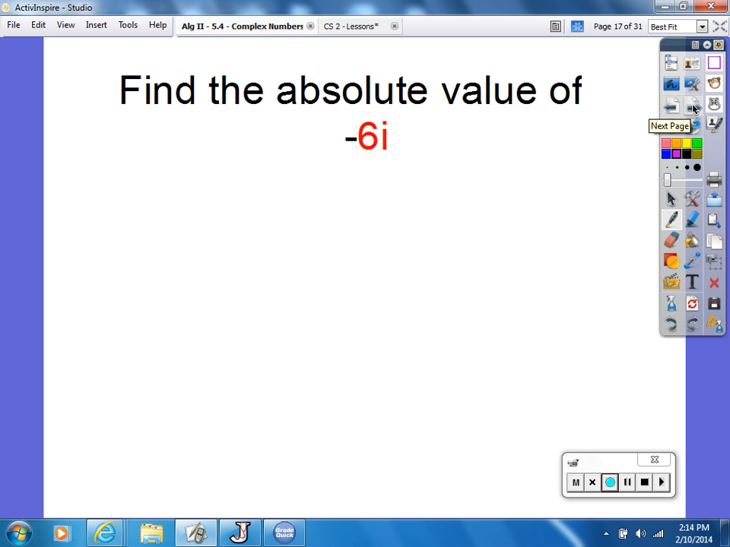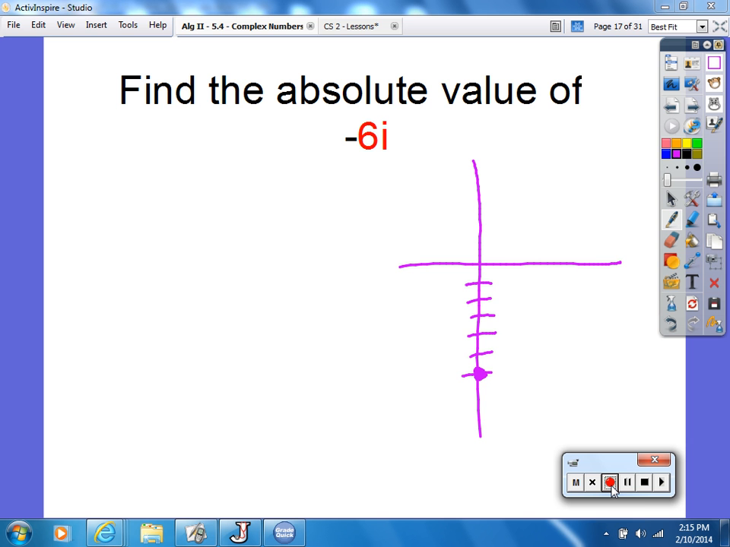On the same graph that you have there, graph this one, find the absolute value. So here I've graphed negative 6i. Raise your hand if you have that. Okay. So I'm looking for the absolute value now, right? Valerie, what's the absolute value again? Distance from 0. Let me count. 1, 2, 3, 4, 5, 6. Distance is 6. Distance is always positive.